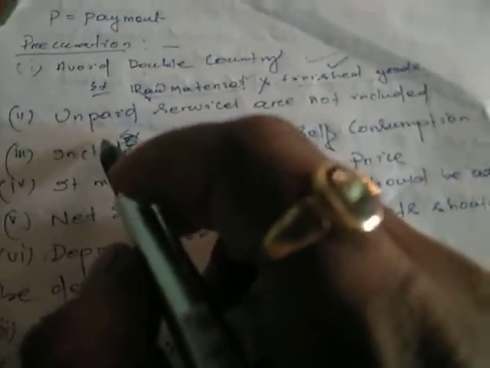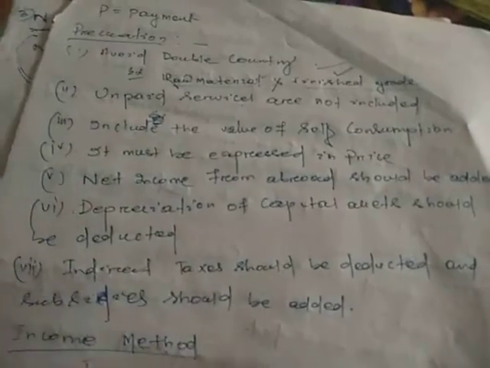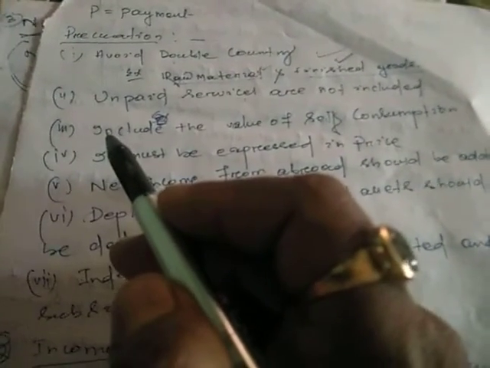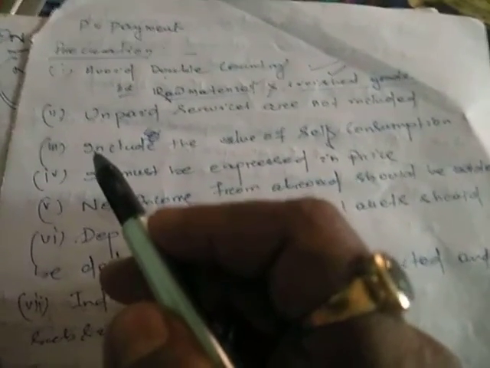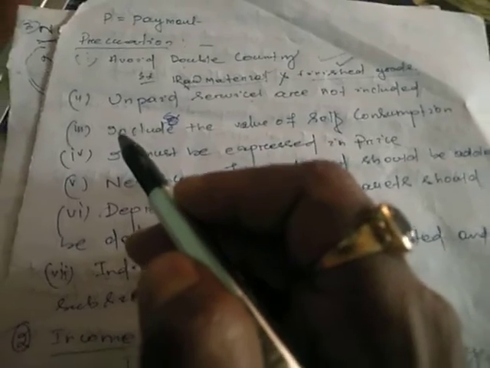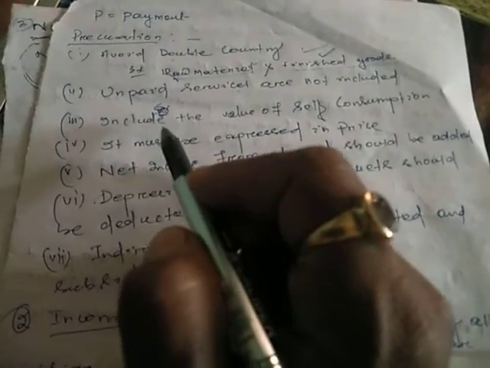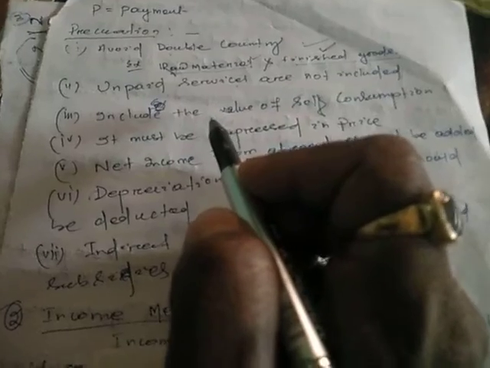Then unpaid services are not included. Unpaid services means, suppose a mother's services to the family, that is unpaid service, the amount is not taken here. That is the reason we cannot consider it. And include the value of self consumption. If any personal consumption is there, that will be considered also. It must be expressed in price.